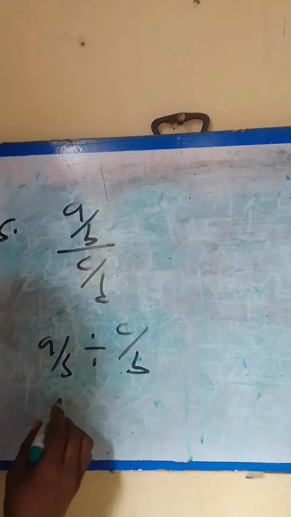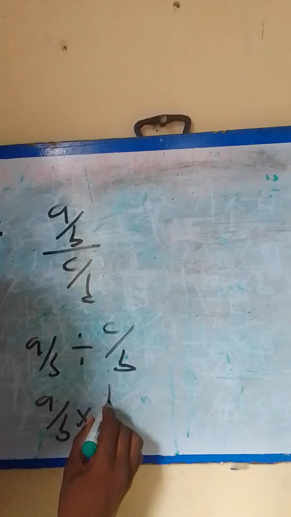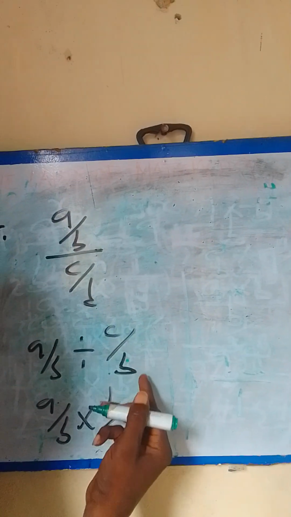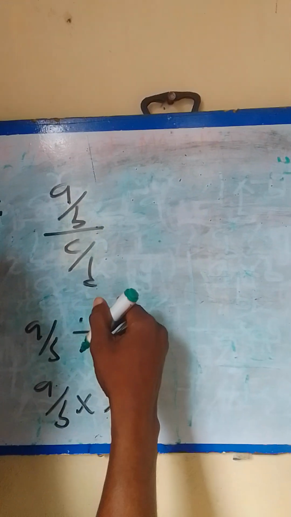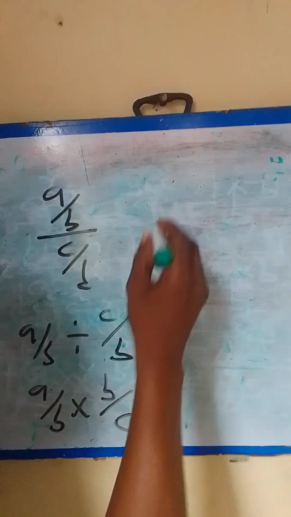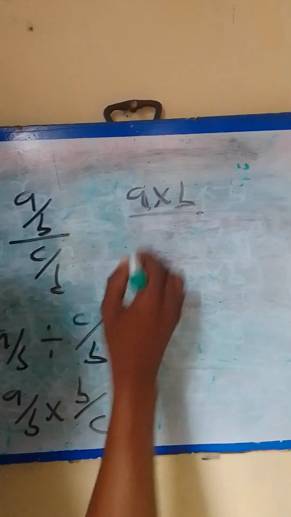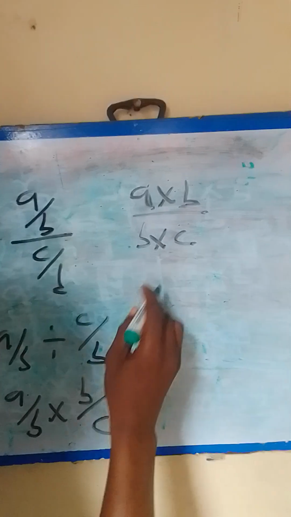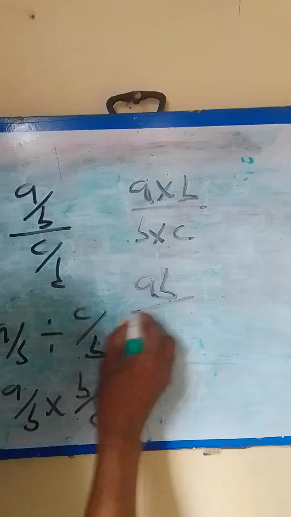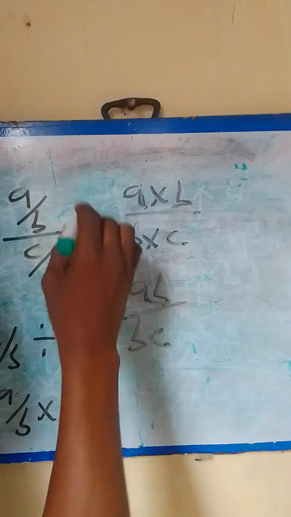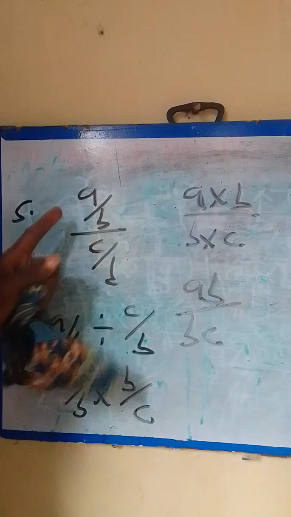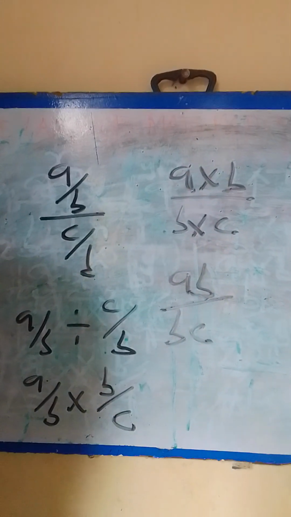So you are going to have a all over b times d all over c. So we have inverted, taking the denominator of the right hand side up and bringing the numerator down. In this case, this is the same thing as saying a times d all over b times c. So we are going to have ad all over bc. Take note of this important aspect.